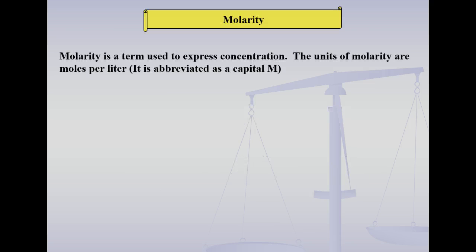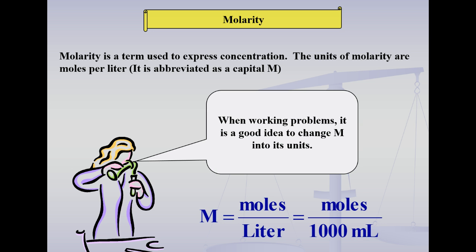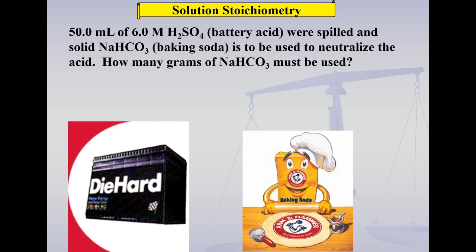So let's get started. What is molarity? Molarity is a term that is used to express the concentration of a solution, and the units of molarity is moles per liter, but it's never written that way. It's always abbreviated as a capital M. However, when you're doing problem solving, you want to change the capital M into its units, which are moles over liter, and that would be moles over 1 liter, which is equivalent to moles over 1,000 milliliters, since 1 liter is equal to 1,000 milliliters. We will most likely be using moles over 1,000 milliliters all the time. That will save us a conversion.